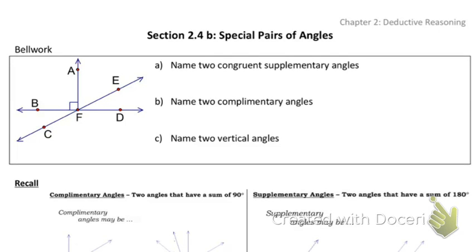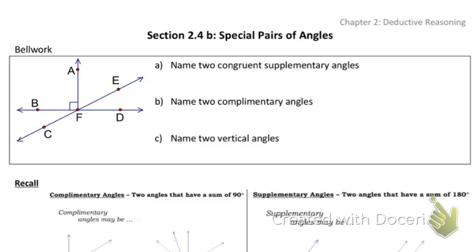Angles. What does congruent mean? Equal. Same size. What does supplementary mean? That they're all on a line that equals 180. They equal 180. It doesn't matter if they're on a line or not. It's just two angles that equal 180.